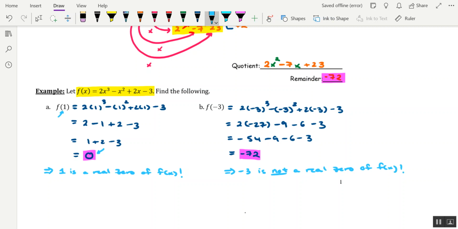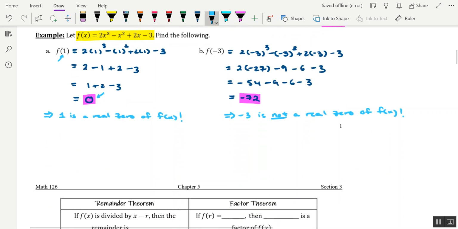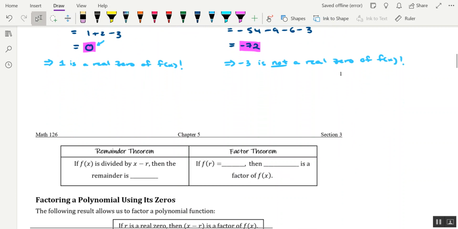And it's no coincidence that that happened. It's actually the result of two theorems known as the remainder theorem and the factor theorem. And the remainder theorem says that if a polynomial function is divided by the expression x minus r, then the remainder is f of r.